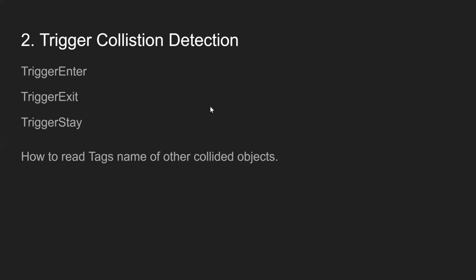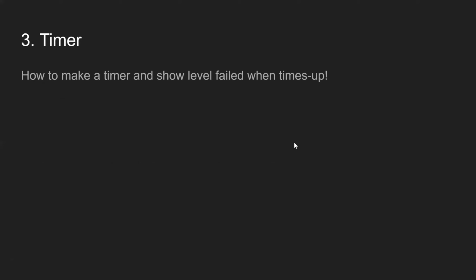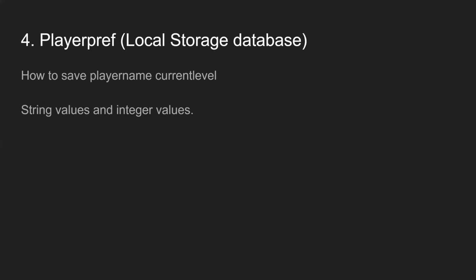And whenever the player is inside any area, like when we want to trace whether a player is there or not, we can use the OnTriggerStay method. So we can read the tag names and other components of that object. Number 3 is how to make a timer and show level failed when time is up. Number 4 is PlayerPrefs.